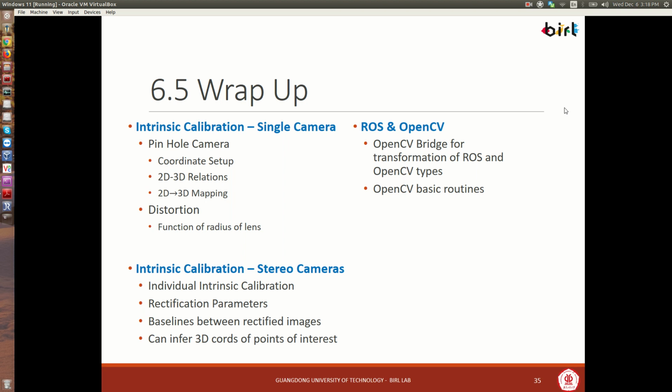Once the images are rectified, we need to extract the baseline between those rectified images before we can then infer 3D coordinates for points of interest.